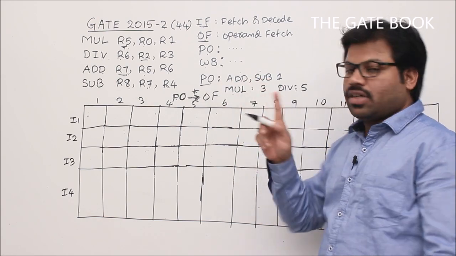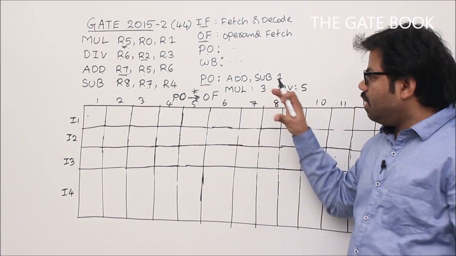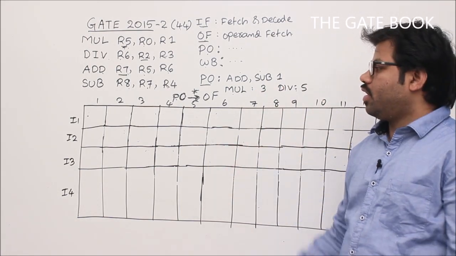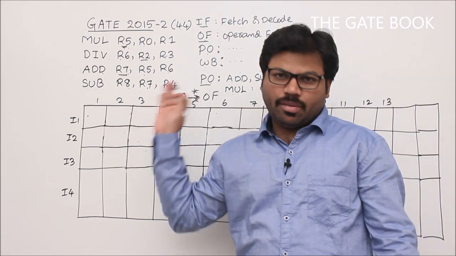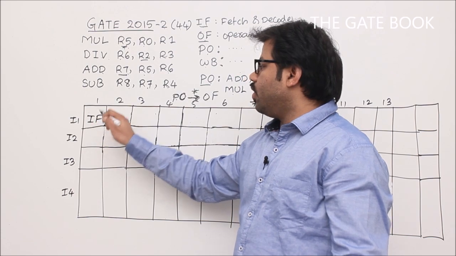For addition and subtraction 1, multiplication 3 and division 5. By keeping these things in mind, we have to solve it. Okay, simply fill this table. That's it. The first instruction is very easy. We fetch here, we know that.